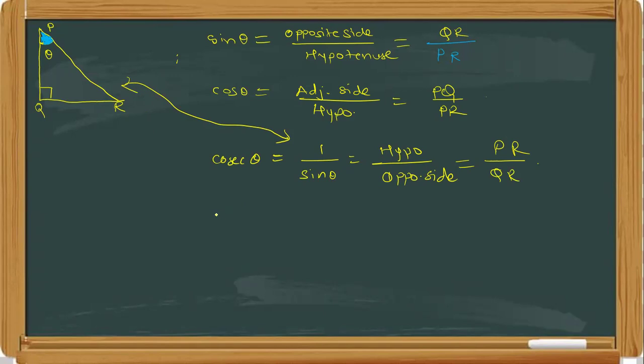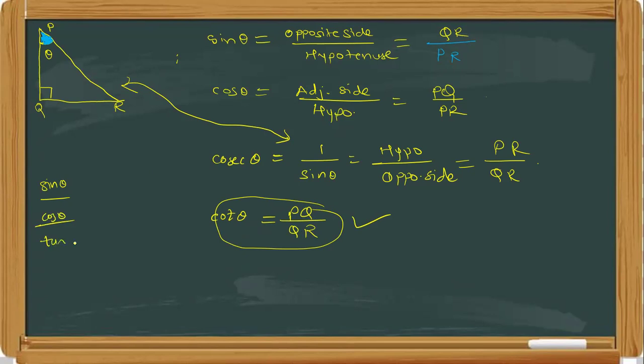Very good. Cot theta, the last ratio. Tell me directly now, according to this triangle, what will be the cot theta ratio. Cot theta will be 1 upon tan theta, so adjacent upon opposite. Adjacent is PQ and opposite is QR. PQ upon QR. Very good. Great. Now you have learned all these ratios. What is sine theta? What is cos theta? What is tan theta? Right?